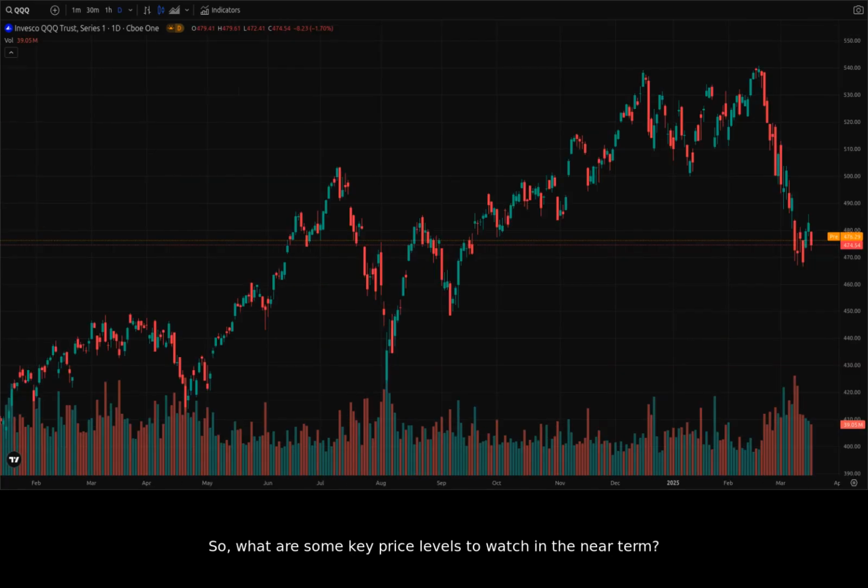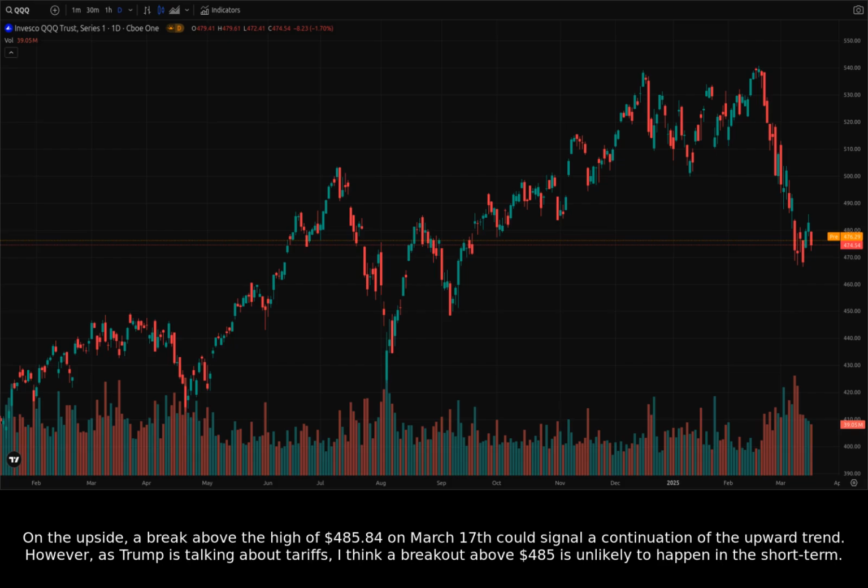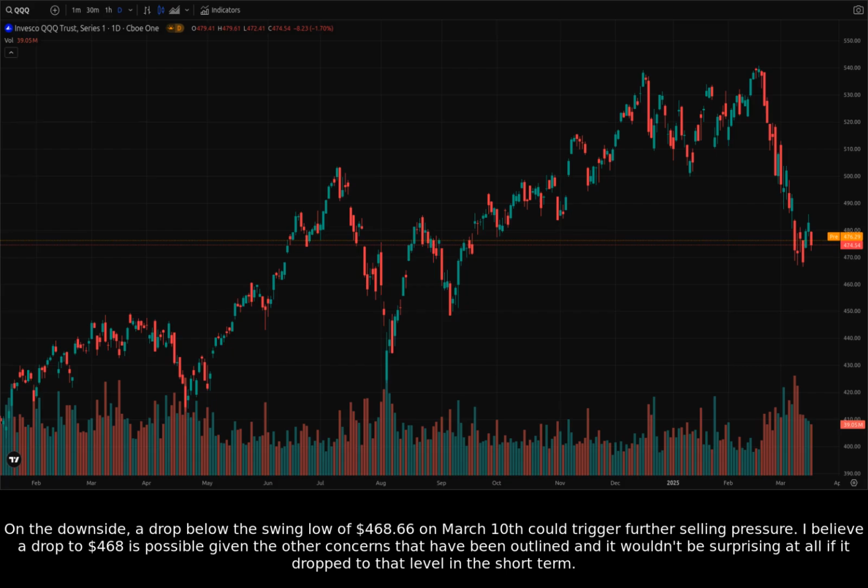So, what are some key price levels to watch in the near term? On the upside, a break above the high of $485.84 on March 17th could signal a continuation of the upward trend. However, as Trump is talking about tariffs, I think a breakout above $485 is unlikely to happen in the short term.